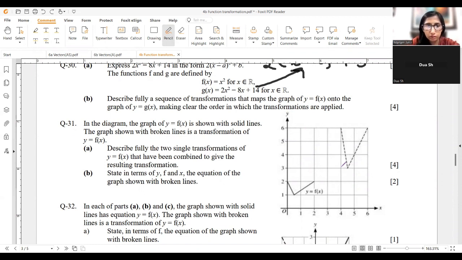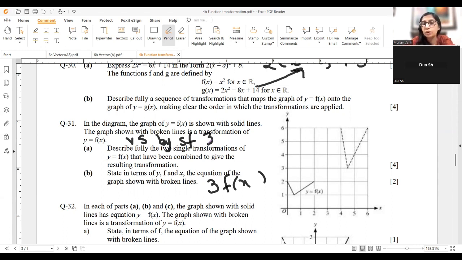So 3f(x). I'm also doing part B along with it, right? 3f(x) for now. And here you have to describe it. So it's going to be vertical stretch by scale factor 3. Or you write, it's better to write stretch parallel to the y-axis with scale factor 3, because these are the exact wordings used in the marking scheme. So it's better to stick with that. So instead of saying vertical stretch, say stretch parallel to the y-axis, with scale factor 3.